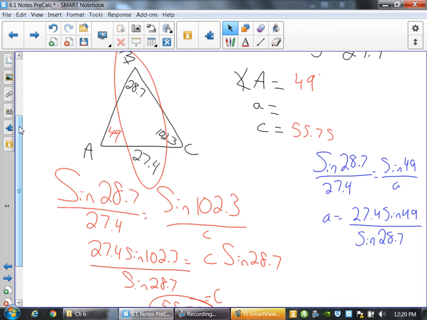Remember, one of the things you can do to check if you're in the ballpark-ish: the largest angle will always have the longest side length across from it, the smallest angle the smallest side, and so on. That way, if you're getting that little a winds up being bigger than little b when angle A is smaller, then you know you've goofed. It's just little things like that you can try out.